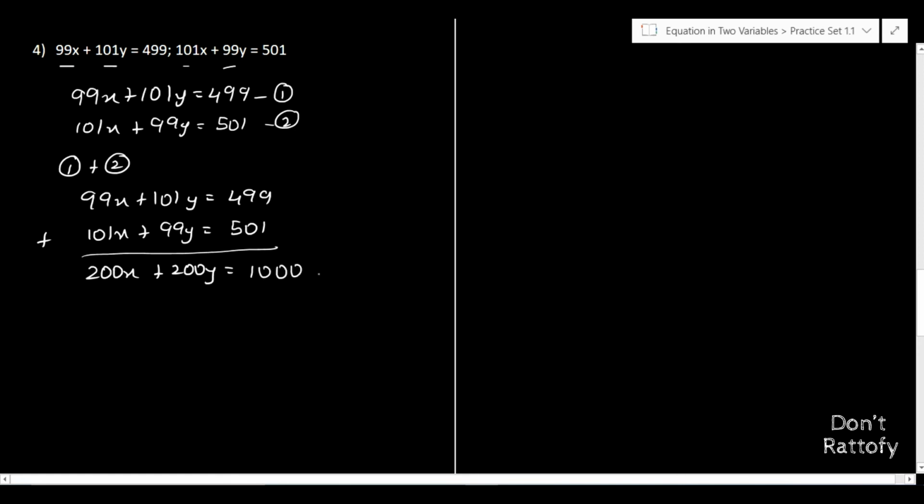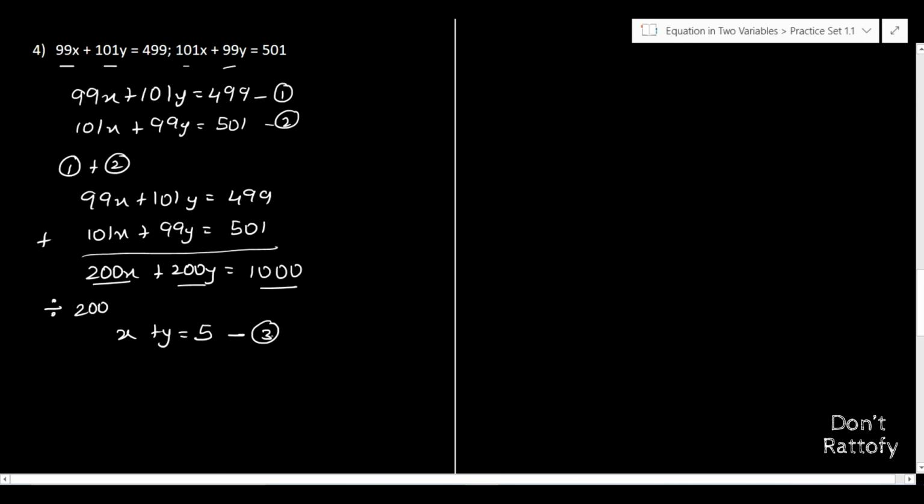Okay, so here you can see I have 200 in the first x, I have 200 here and 1000, which is a multiple of 200. So I am going to divide throughout by 200. If I do so, I will get x plus y is equal to 200 5s are 1000. That is why x plus y is equal to 5. This is my equation 3 here.